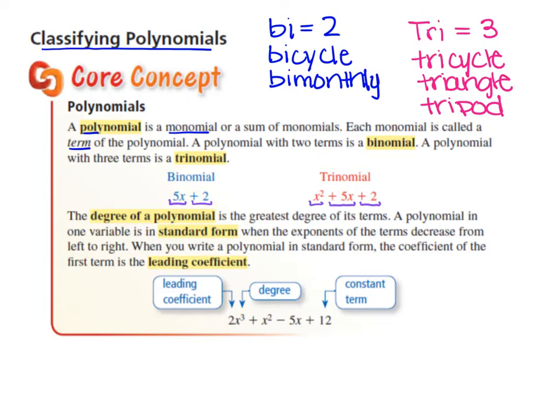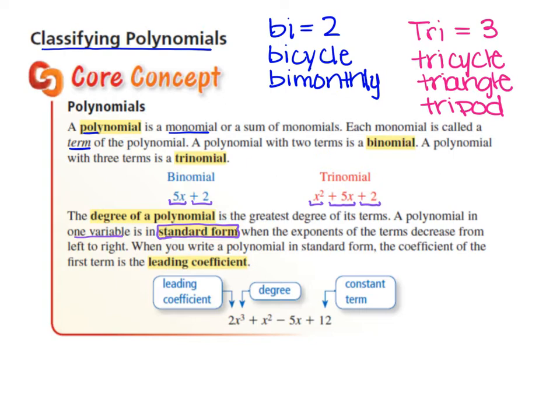To find the degree of a polynomial, we just look for the monomial with the highest degree. So within that polynomial, we find the monomial with the highest degree. We consider a polynomial in standard form, and we really only talk about standard form if there's one variable. Standard form is when the exponents of the terms decrease from left to right. So they're in descending order.